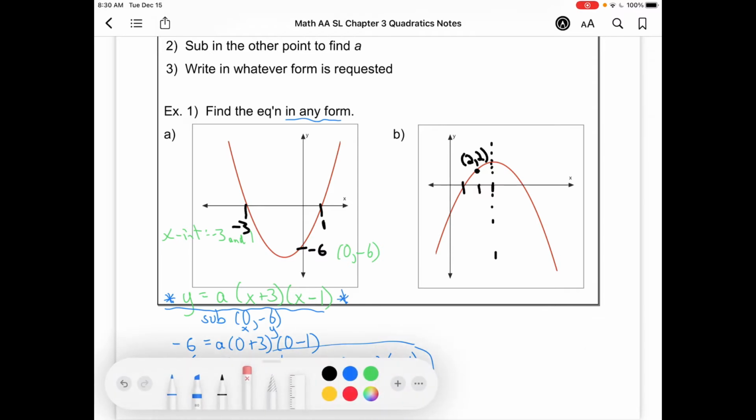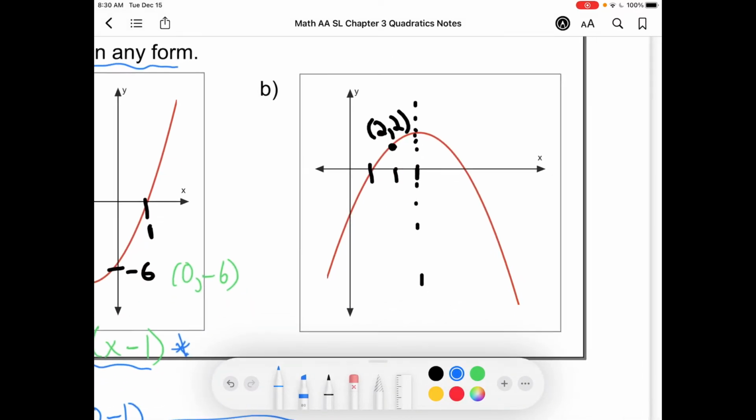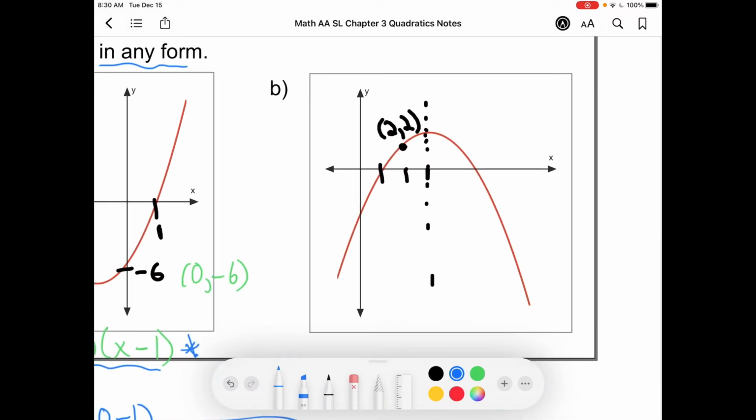Let's check out another one. So in this next one, it's a little sneakier. We know a point, (2, 2). Okay, there's our point that's given to us. We also know this point right here. This is the point (1, 0). And it is an x-intercept.